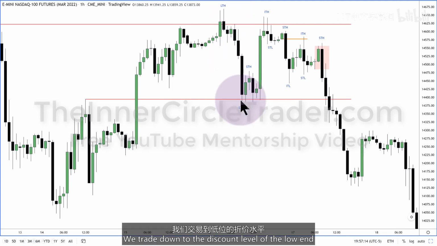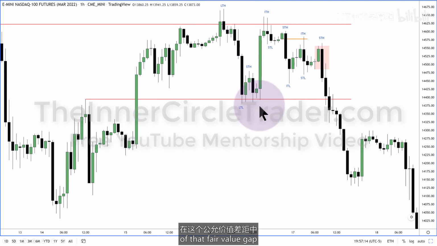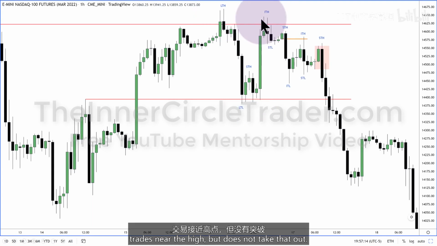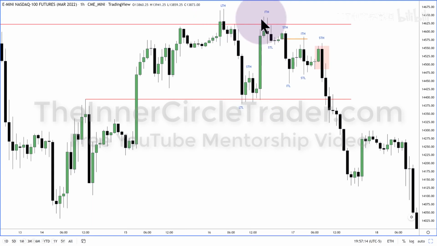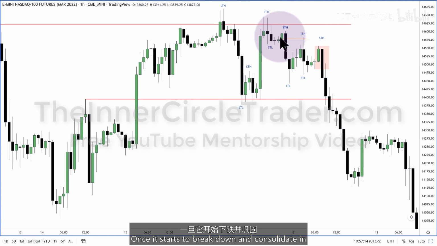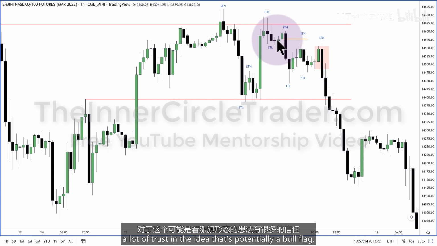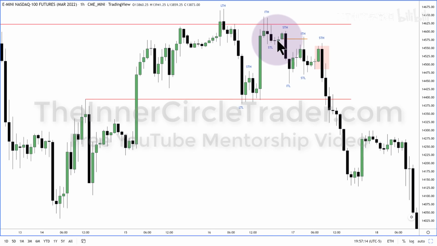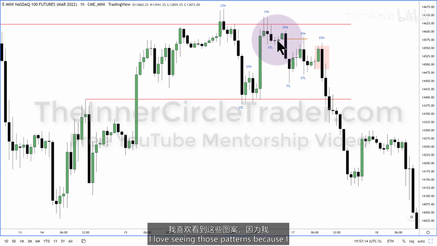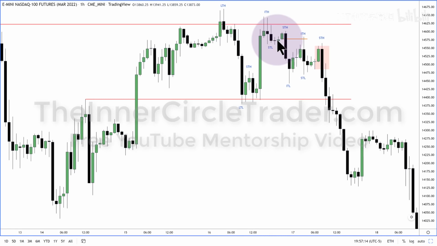We trade down to the discount level of the low end of that fair value gap. And it starts to find support, rallies back up, trades near the high, but does not take that out. Very important. Once it starts to break down and consolidate in here, retail ideas will see a lot of trust in the idea that it's potentially a bull flag. I love seeing those patterns because I like to fade them. So that's a false bull flag.